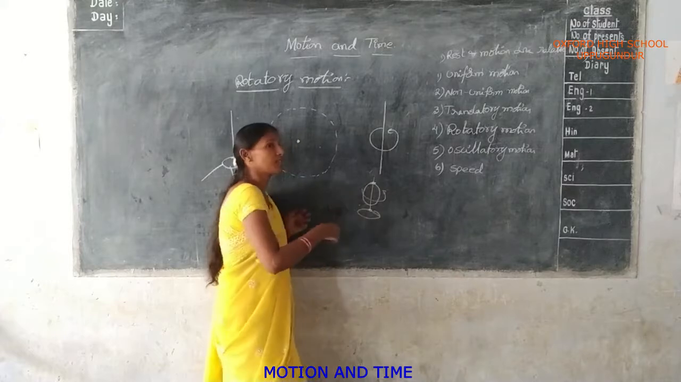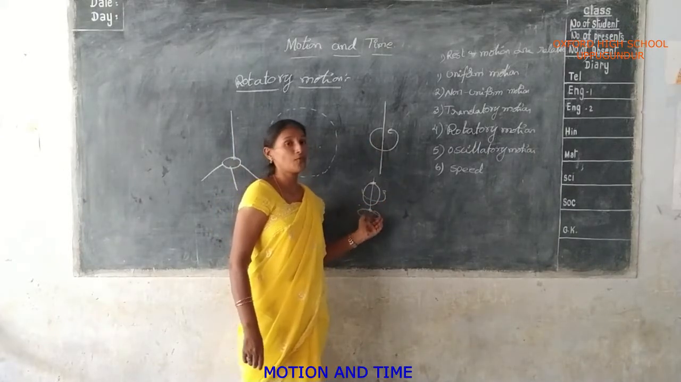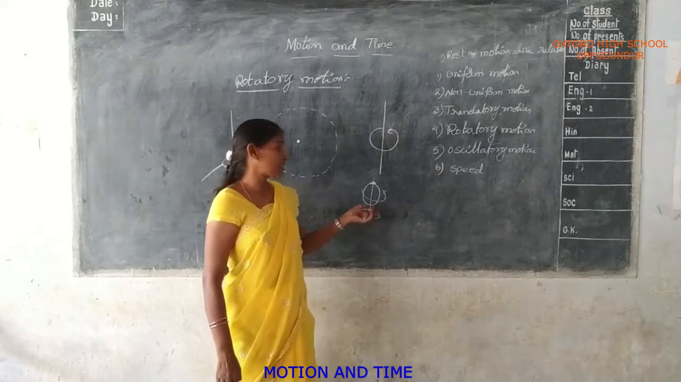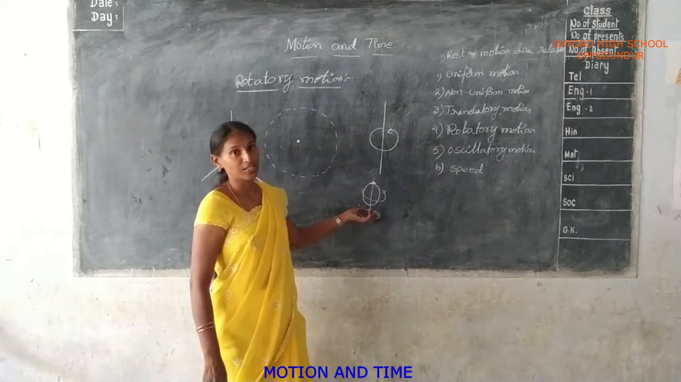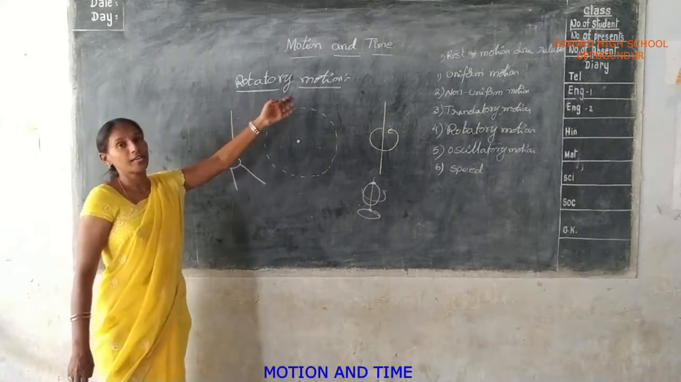So that globe is moving along the x-axis. That is the axis of rotation. Okay, so you have the axis of rotation. This is a globe. The globe also is considered rotatory motion.